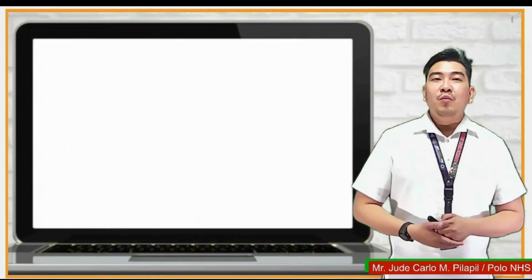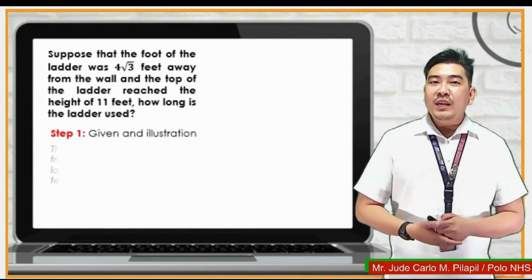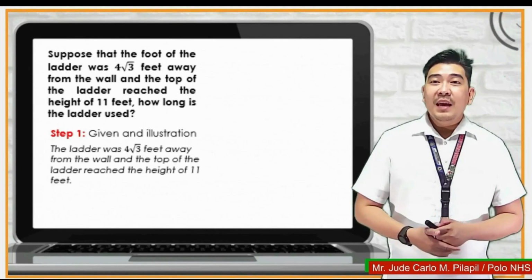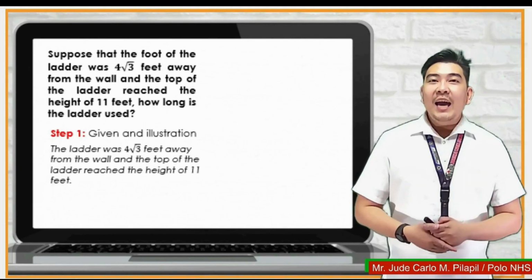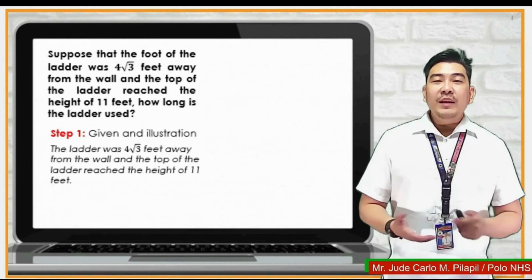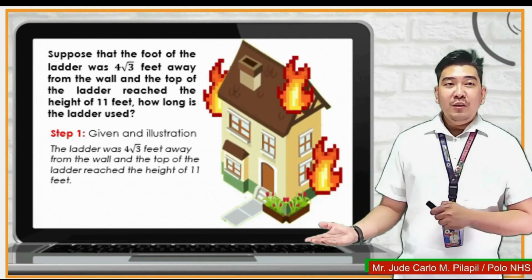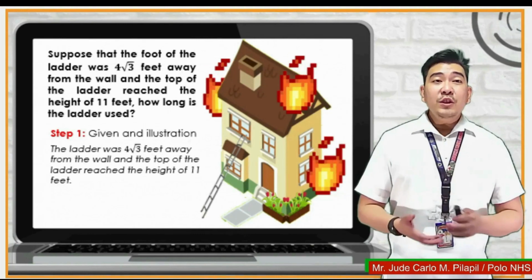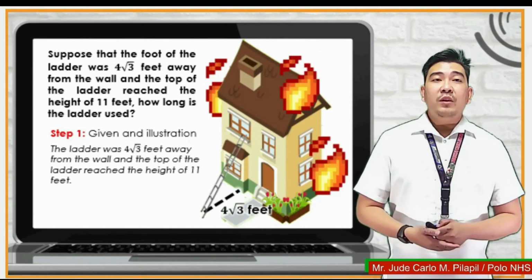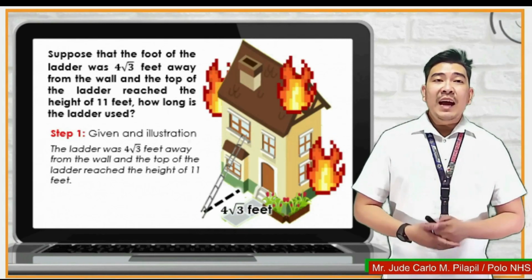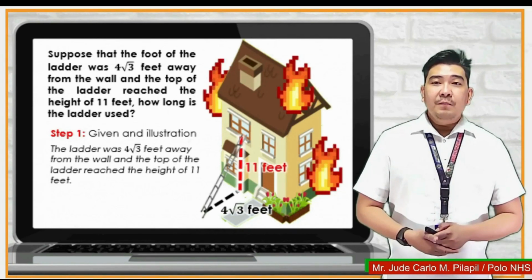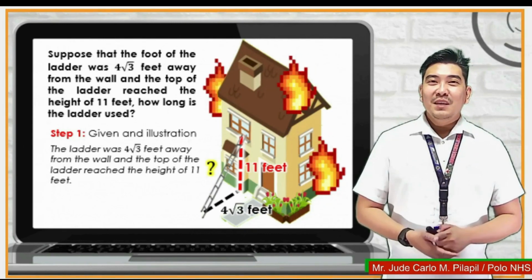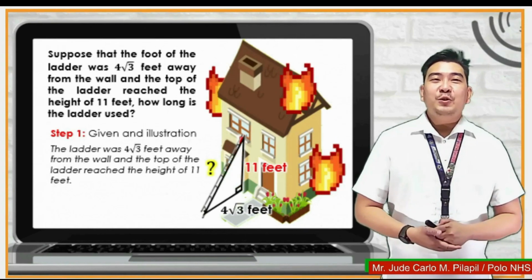We will go with step number 1. The given information that we can use is the ladder was 4 square root of 3 feet away from the wall, and the top of the ladder reached the height of 11 feet. Illustrating this situation, we have this figure, a burning house. So we are going to determine the length of the ladder. The foot of the ladder from the wall is 4 square root of 3 feet, while the top of the ladder reached 11 feet. What is the figure formed? Correct. It is a right triangle.